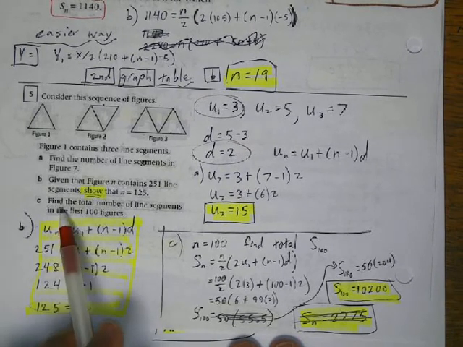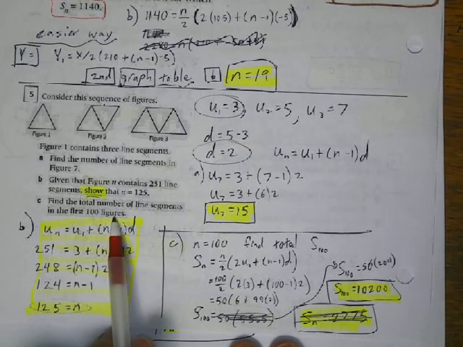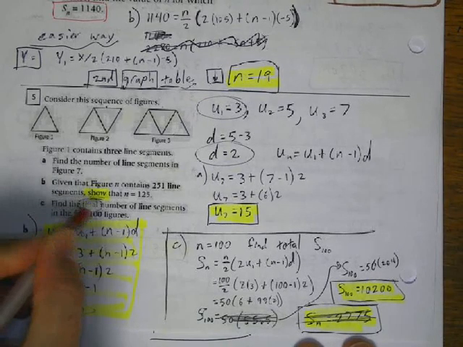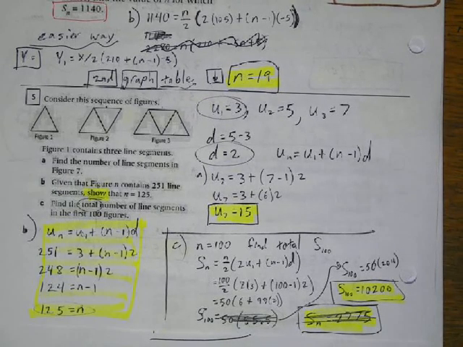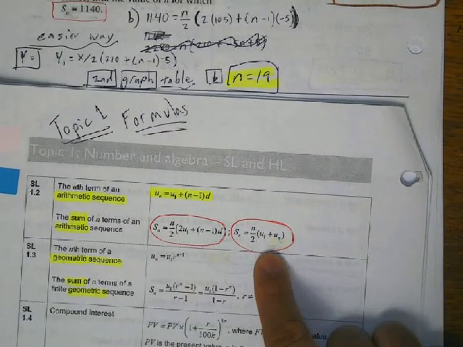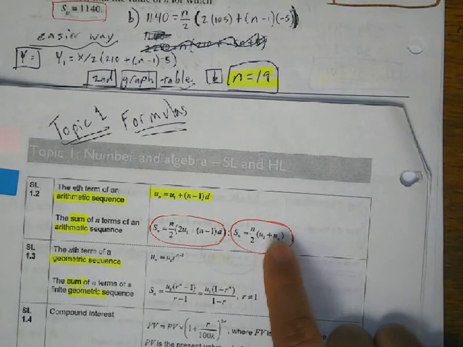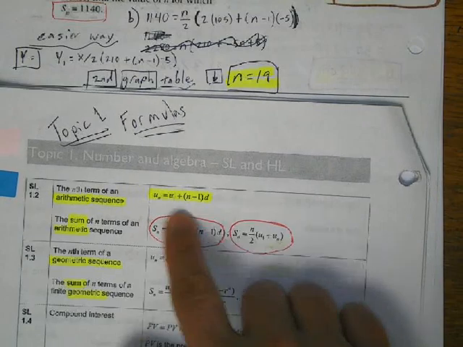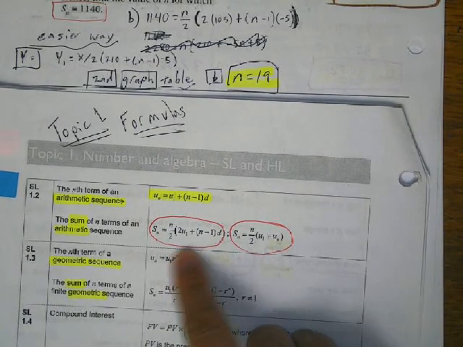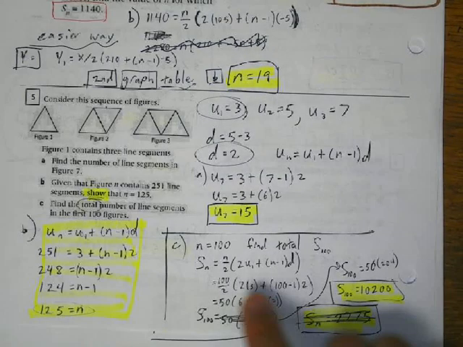Question C. Find the total number of line segments of the first 100 figures. So now they've asked us to find the total. So we're going to use the sum formula. Now, given these two different formulas, I can't use the second formula. I don't know what the 100th term is. I could figure out the 100th term by using this equation, but you may as well just use this equation, since you don't know the final term. So using this equation, you can see I've written it here already.